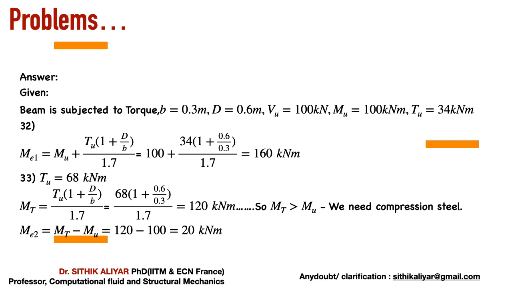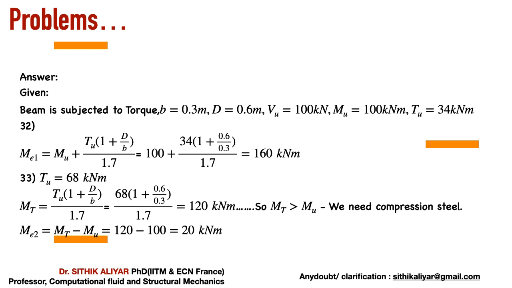So for clarity I have edited the slide again, so I will give you a clear perspective of this problem. The given B is 0.3 meter, D is 0.6 meter, VU is 100, MU is 100. For the first question, TU is 34 kilonewton meter. So the equivalent bending moment is MU plus TU, and you substitute everything, TU is 34, you will get 160 kilonewton meter as the first question answer.